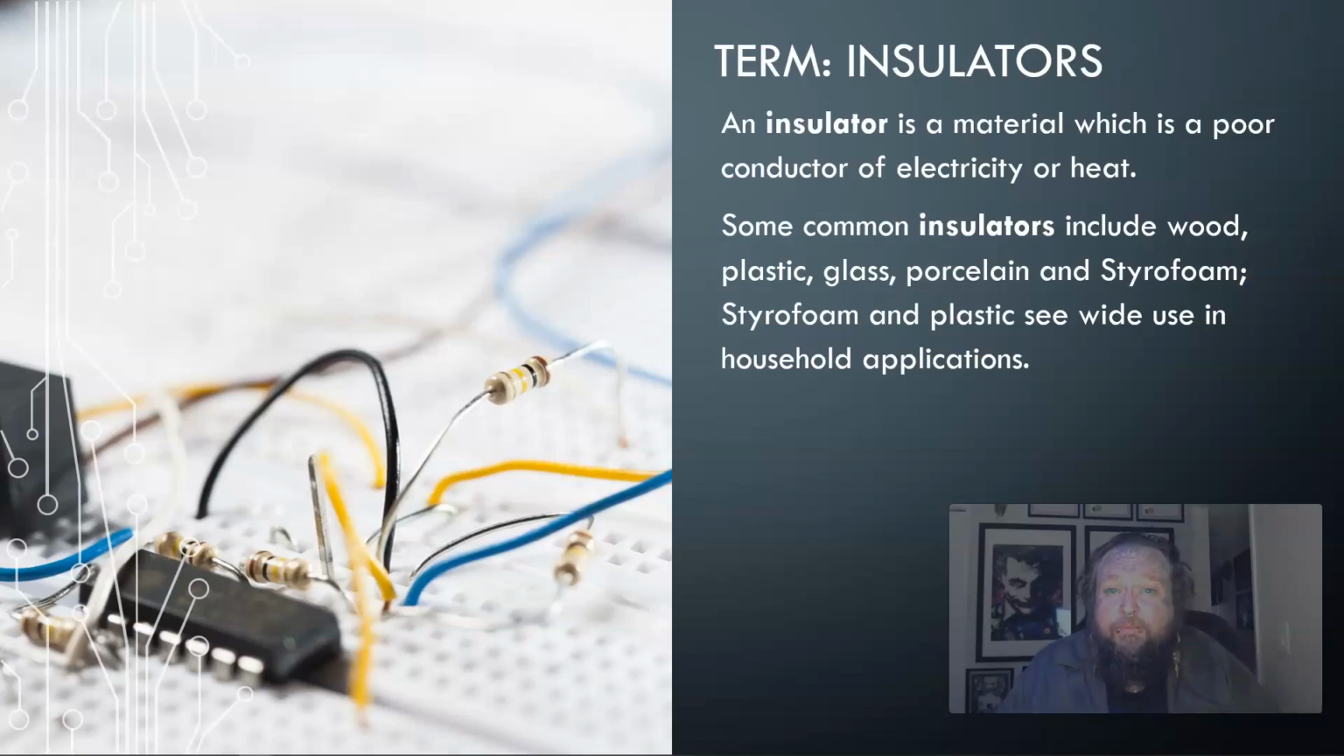Now, another term to keep in mind is, we've talked about conductive material so far, material that basically allows the free flow of electrons more easily, and different materials have different levels of conductivity. But we also want to be careful to use insulators. An insulator is a material which is a poor conductor of electricity or heat. Things like wood, glass, porcelain, styrofoam.